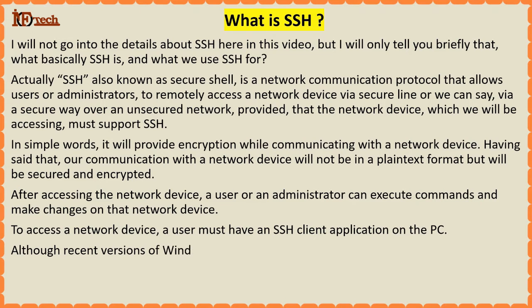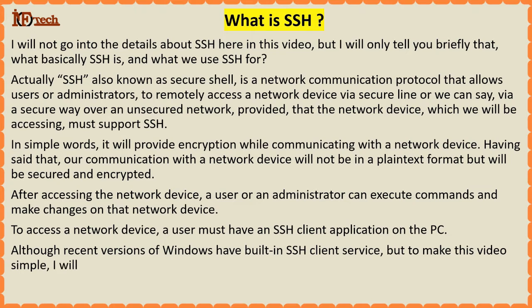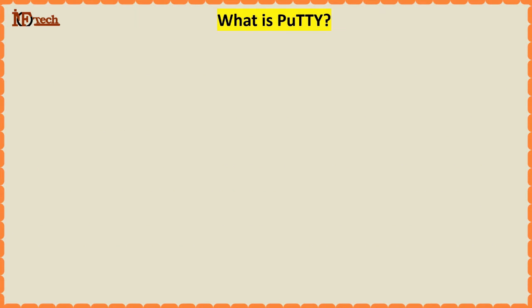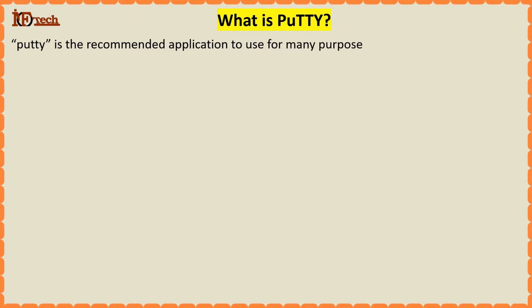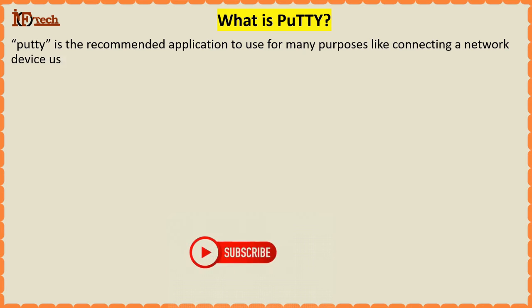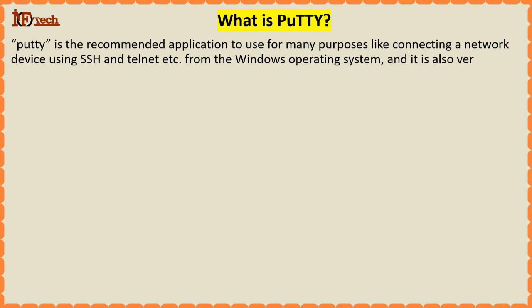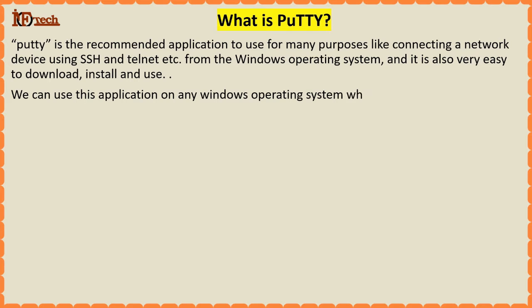Although recent versions of Windows have a built-in SSH client service, to make this video simple, I will use a third-party client application called PuTTY. What is PuTTY? PuTTY is the recommended application for many purposes, like connecting to a network device using SSH and Telnet from the Windows operating system. It is also very easy to download, install and use. We can use this application on any Windows operating system installed on our machine. So without wasting further time, let's proceed.